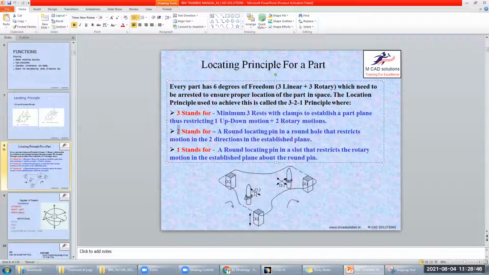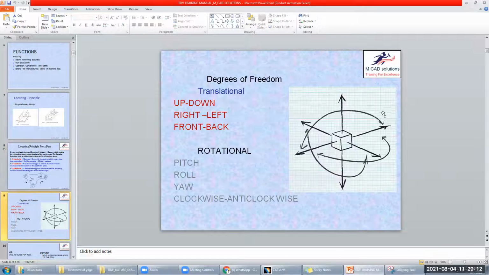That's why in the panel a slot is provided. If in the panel there is a round or normal hole, then we have to create a geometry or a pocket in this direction so that this motion will be free for the other pin. This is called the primary pin, and this is called the secondary pin. Clear? All these things we will check while doing the modeling or designing. So these are the basic degrees of freedom, linear and rotary.